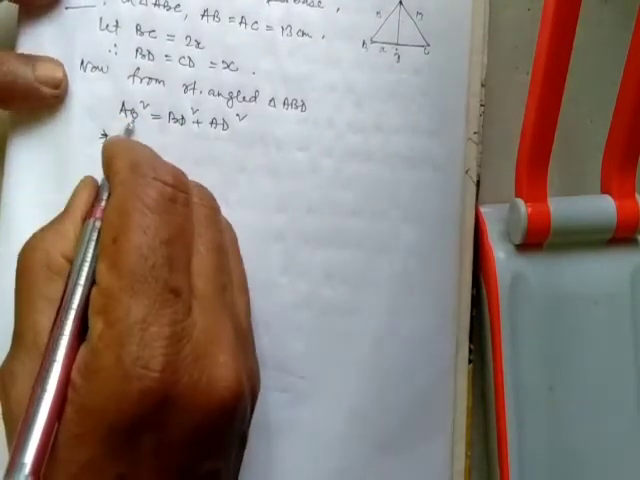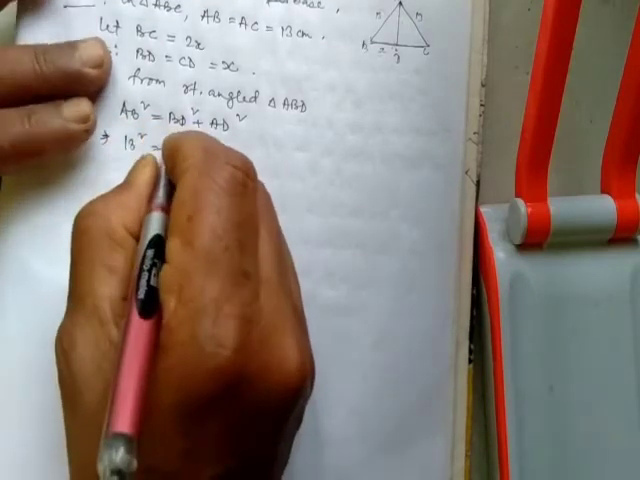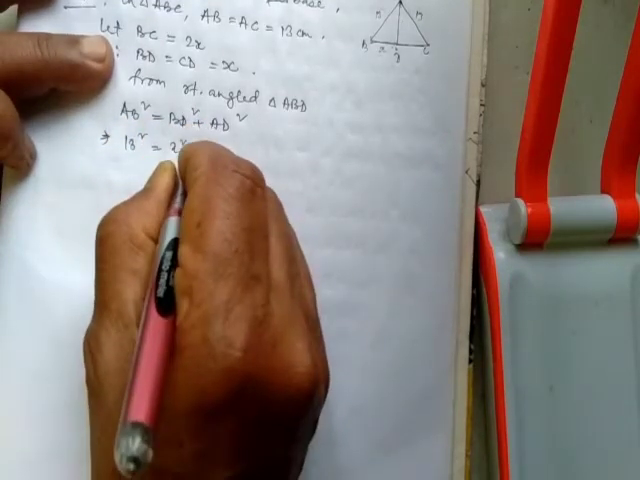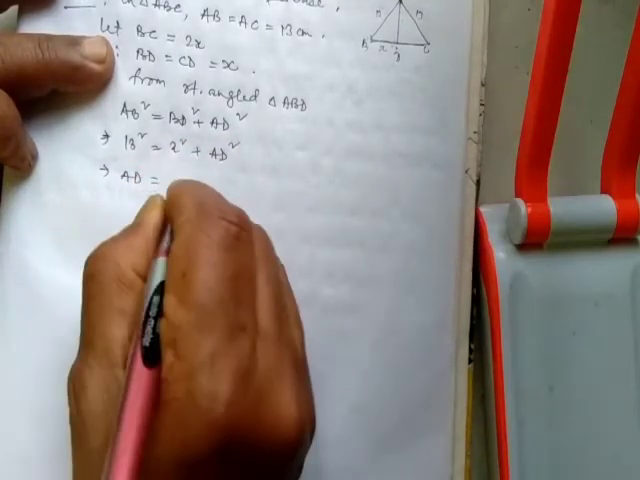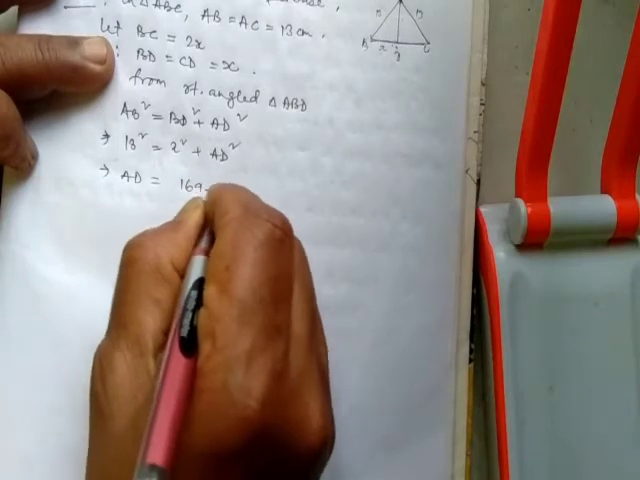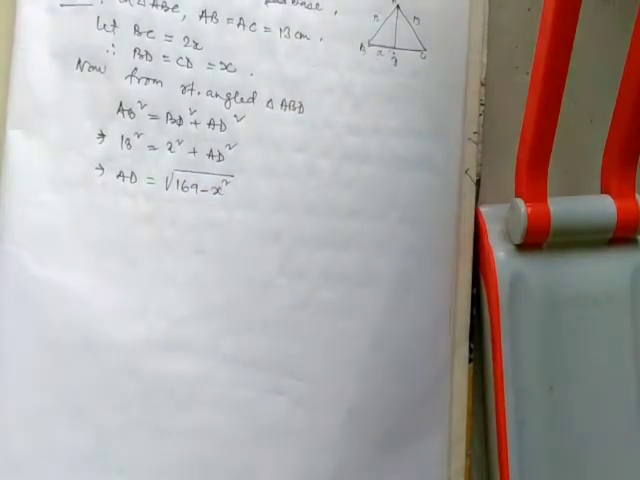This implies AB is 13, so 13 square. BD is x, so x square plus AD square, which is not known. This implies AD is equal to root over 169 minus x square. This is the AD value we are getting.